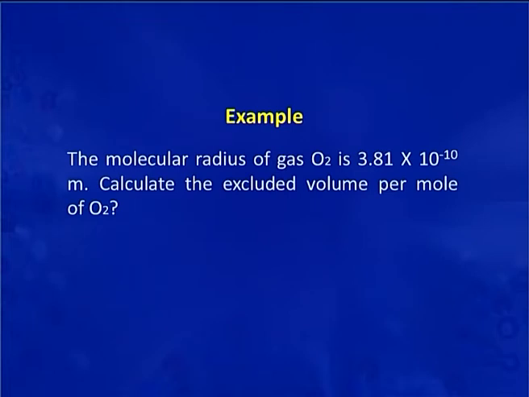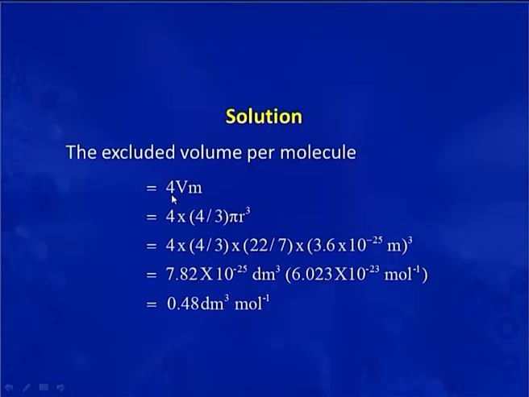Now, I have an example here. The molecular radius of oxygen gas is 3.81 × 10⁻¹⁰ m. The question is, calculate the excluded volume per mole of oxygen. As you know, the excluded volume per molecule is 4 times the actual volume of gas. So, that is b equal to 4 Vm. We can write it mathematically as 4 × 4/3 π r³.